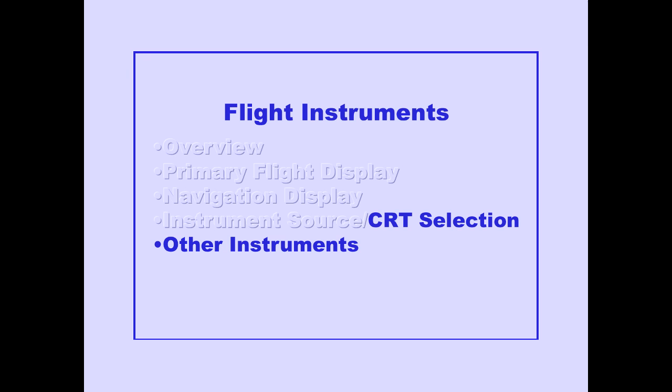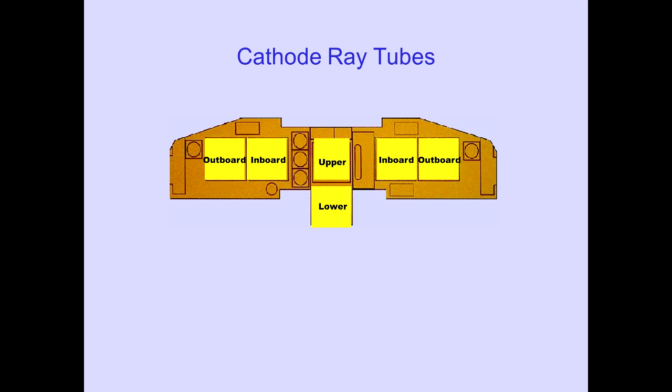Now let's discuss CRT, Cathode Ray Tube selection. There are 6 cathode ray tubes available for displaying various information. They are the outboard, inboard, upper, and lower CRTs. If a CRT fails, switching is provided to regain lost information.